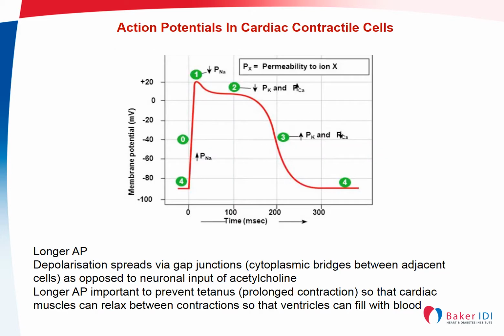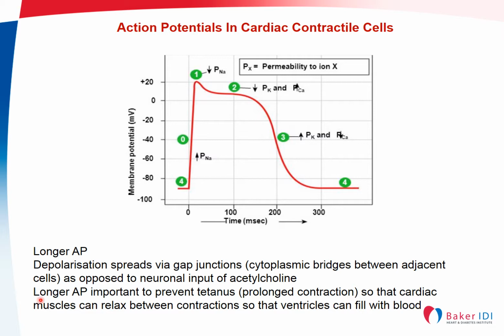There are also some differences between contractile myocardial muscle action potentials compared with skeletal muscle, mainly that there is a longer action potential with this plateau here due to calcium influx, and that depolarization spreads via gap junctions, which are cytoplasmic bridges between adjacent cells as opposed to neuronal input of acetylcholine. So the influx of calcium prolongs the duration of an action potential. To put this in perspective, a skeletal muscle action potential lasts between 1 and 5 milliseconds, while a myocardial contractile cell action potential lasts 200 milliseconds or more.